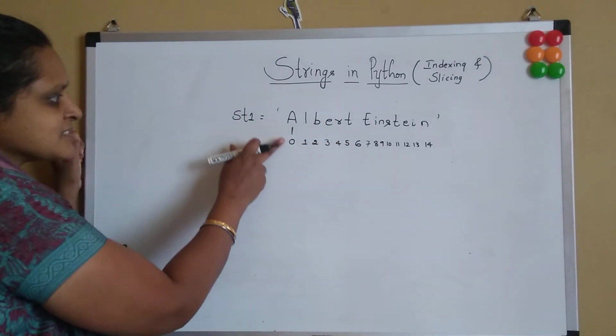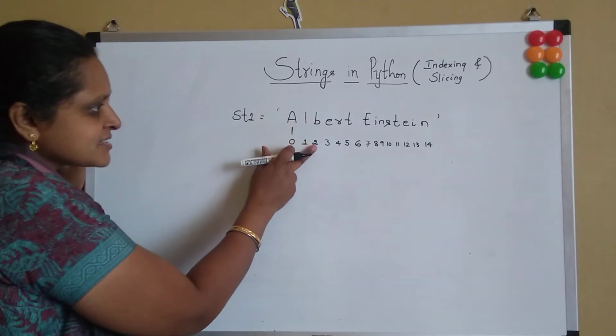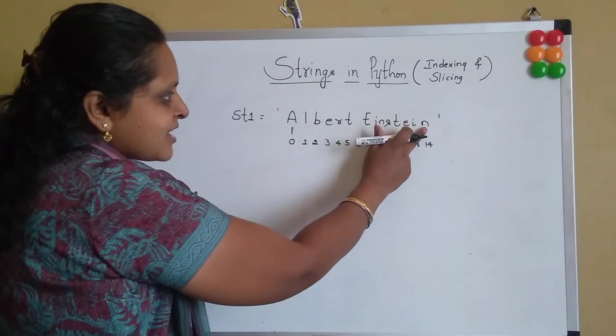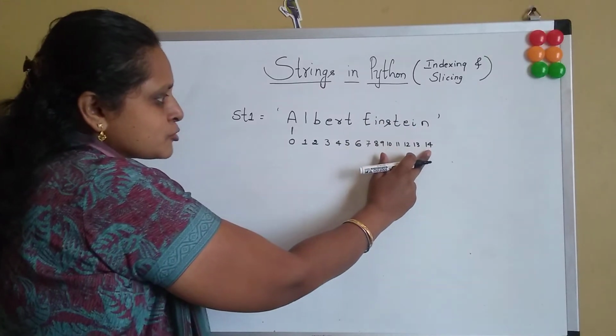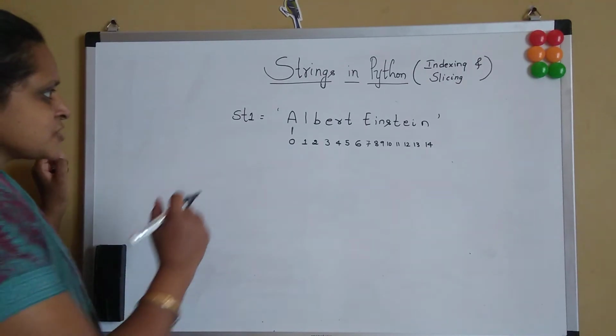That is, A is at the 0th index, L is at the first index, B is at the second index, and so on. N, the last character, is at the 14th index. This is the positive index which we give for the string.